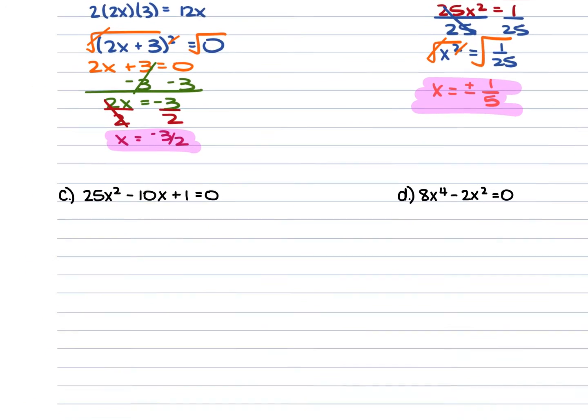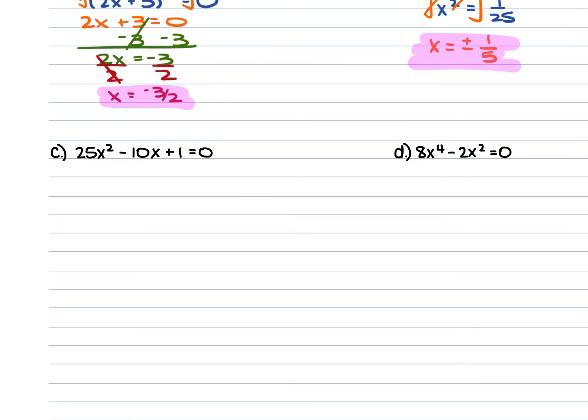For example C, we have 25x squared minus 10x plus 1 is equal to 0. For this one, we do have a perfect square trinomial, so if you take the square root of the 25x squared and the square root of that 1, we get 5x and 1. The sign on that middle term is negative, so that would be a negative 2 times 5x times 1, which gives us the negative 10x. They are the same term, so this factors out to be 5x minus 1 squared is equal to 0.